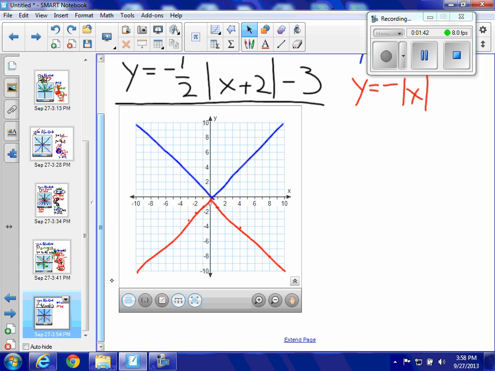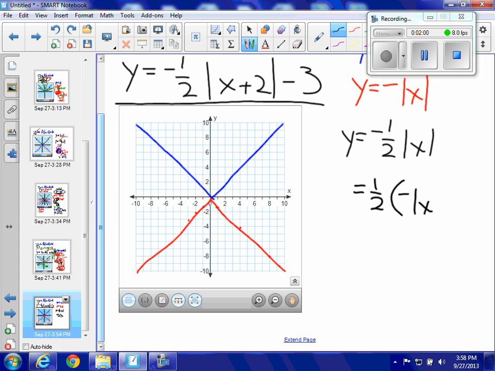Transformation number 2. Y equals negative 1/2 absolute value of x. If it makes it easier to visualize, I can change this into y equals 1/2 times negative absolute value of x, because I've already got negative absolute value of x graphed. I graphed that one in red. So I'm just going to take all of the values for the negative absolute value of x and cut them in half.